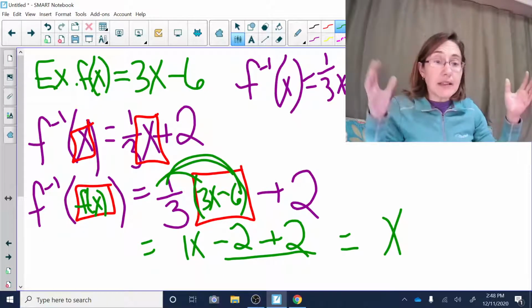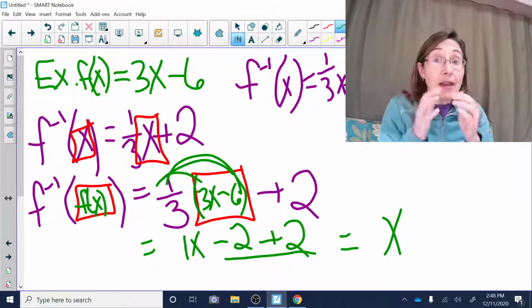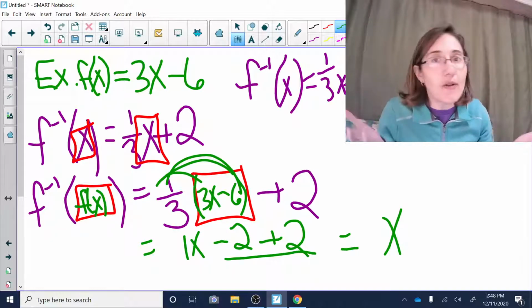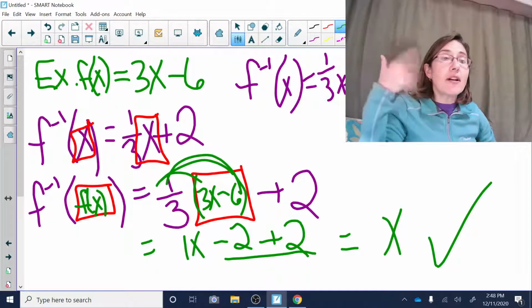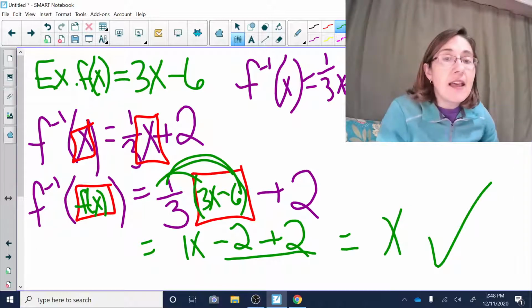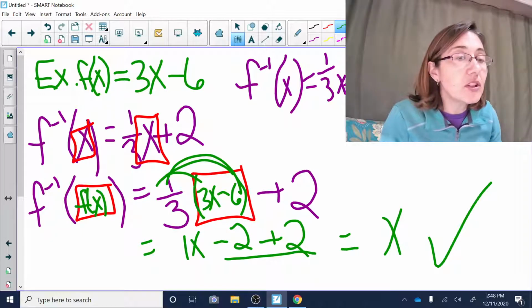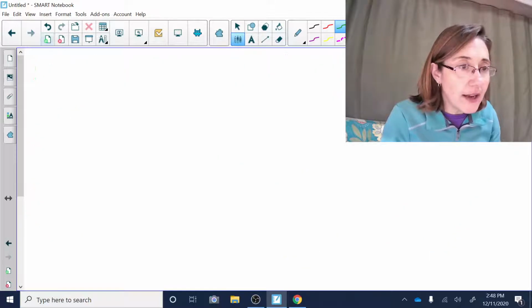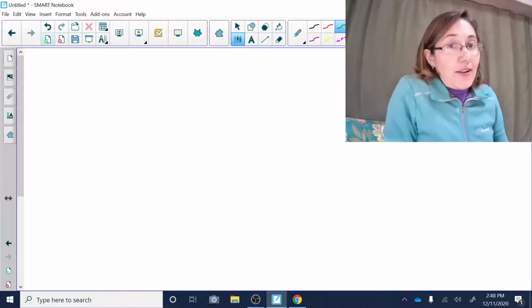So if that happens, if you simplify it down, when you put the one function inside of the other and you get the input that you started with, which our original input is always x, then we're good. Okay, so I can say check mark, yep, I just proved by composition that that is definitely the inverse of my original function.